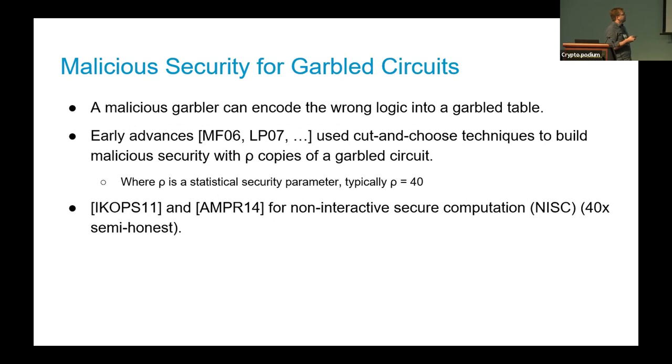So the initial work to make this secure was to do a cut and choose kind of technique. The garbler generates a whole bunch of copies of the circuit and the evaluator gets to open certain ones and check that they're actually done correctly and then use the remainder to actually evaluate the circuit. So this was gone down to an efficiency of, you know, rho times the number of garbled circuits, or rho copies of the garbled circuit. So with rho equals 40, that's 40 times the semi-honest version. And I will want to also mention that later works were also able to make this protocol non-interactive.